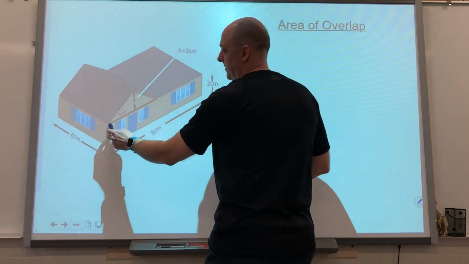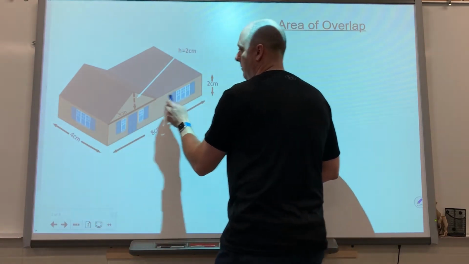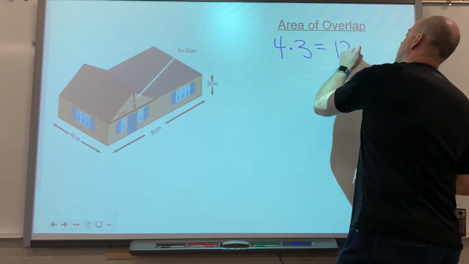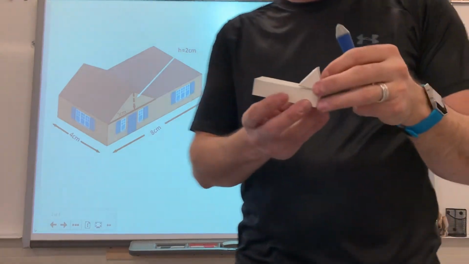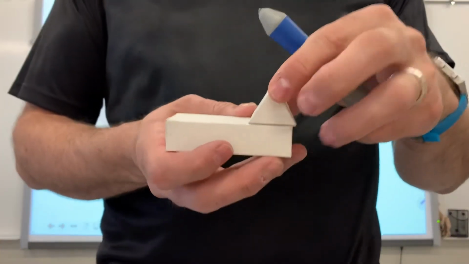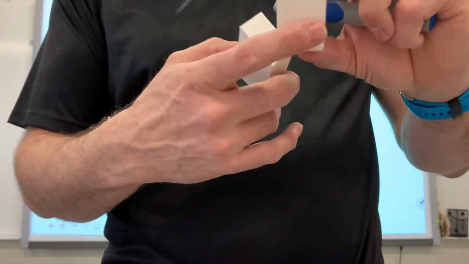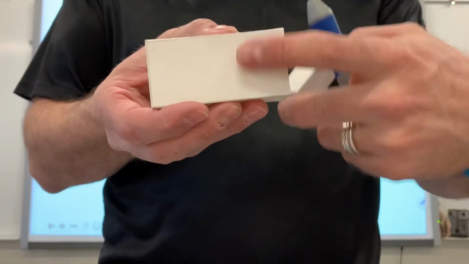In this case, it is 3 by 4. This is 4 long here and 3 wide. So 4 times 3 equals 12 centimeters squared of overlap. And you can see that here because if we pick this up, we can no longer touch this part here. We can no longer touch this part here. So we have an area of overlap for this one of 12. And we have an area of overlap for this one of 12.